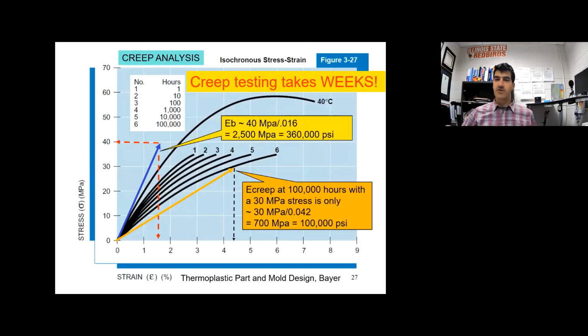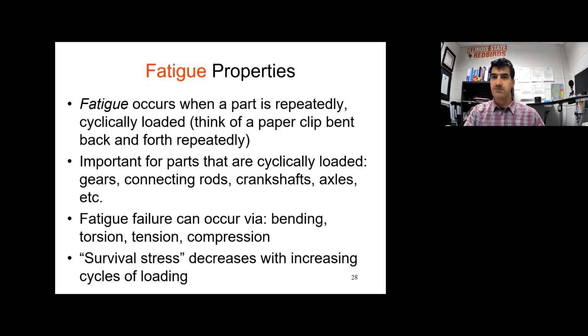Here's a plot for creep. It's difficult to interpret this plot, and I don't expect you to interpret creep plots. Basically, the different black curves represent different periods of time: 1 hour, 2 hours, 3 hours, 4 hours. So you get different results by applying a load over different periods of time. Okay, I won't ask you to interpret a creep plot.